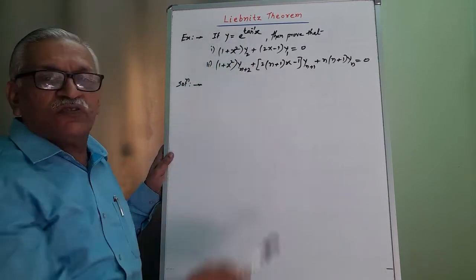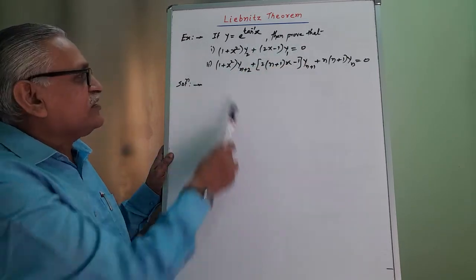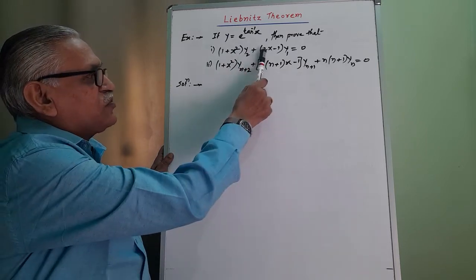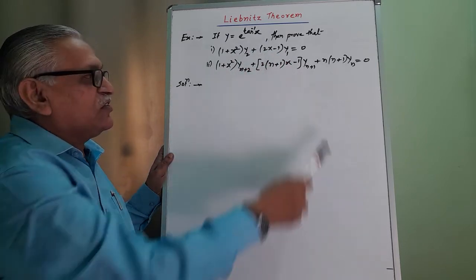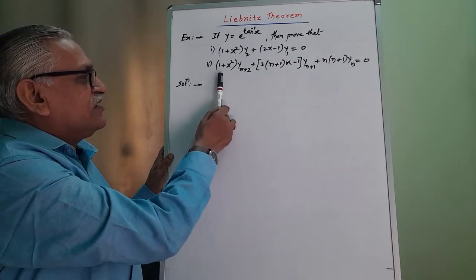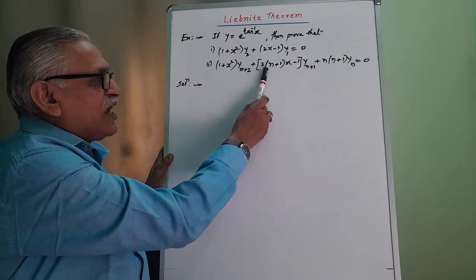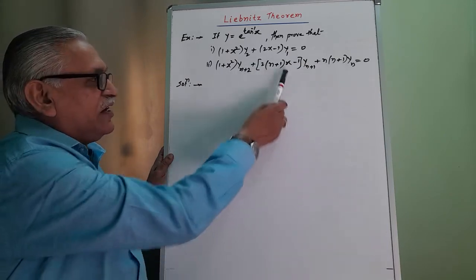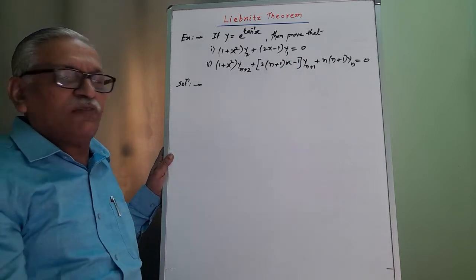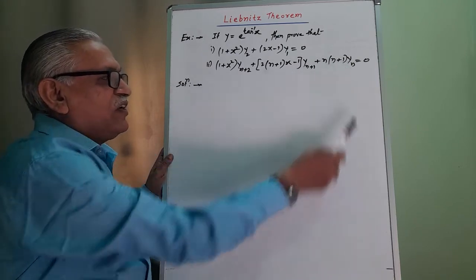If y is equal to e raised to tan inverse of x, then prove two results. Number one, (1 plus x square) y2 plus (2x minus 1) y1 is equal to 0. And after getting this result, second result, (1 plus x square) y(n plus 2) plus 2(n plus 1)x minus 1 into y(n plus 1) plus n(n plus 1) yn.